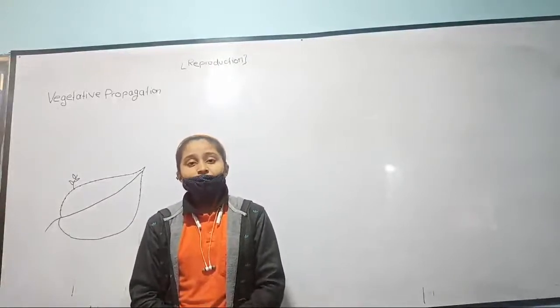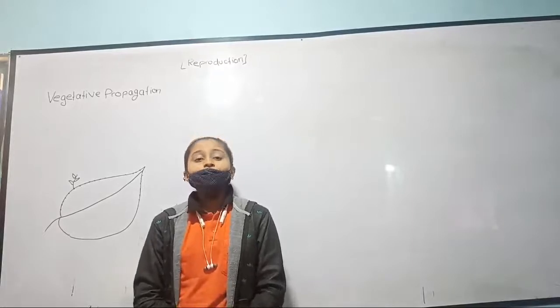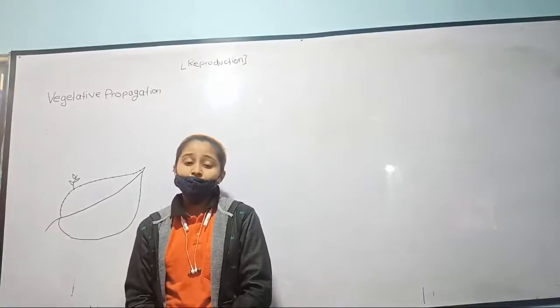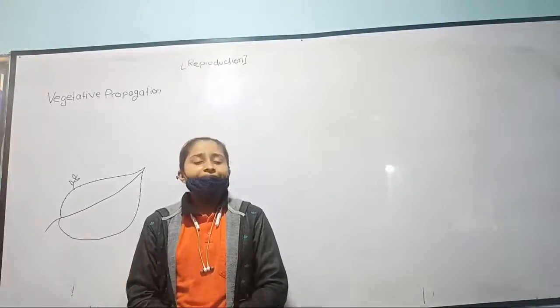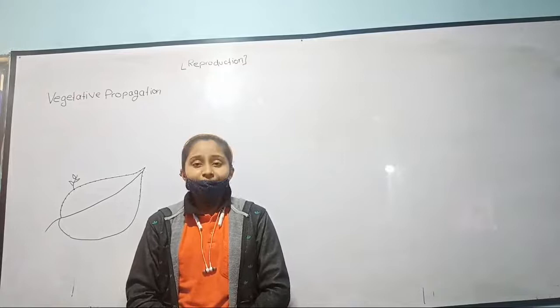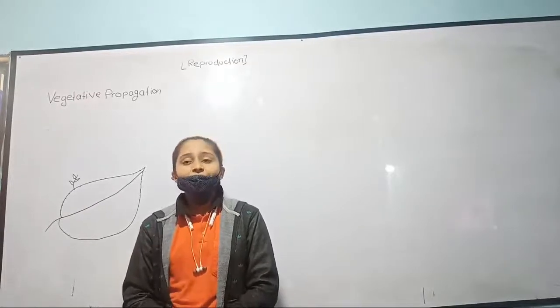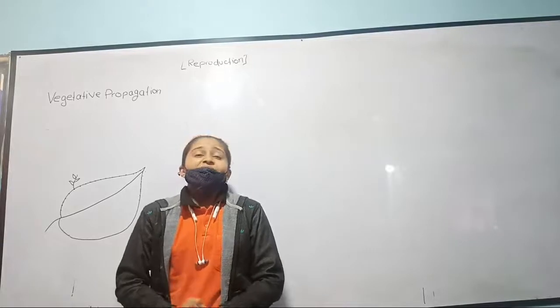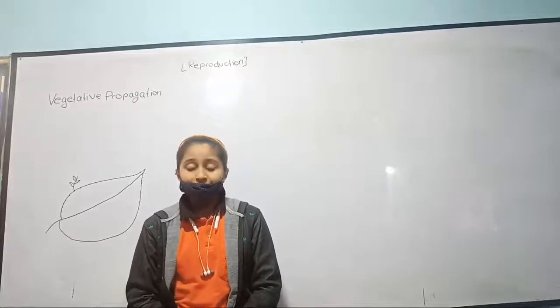Vegetative propagation is of two types. First is natural vegetative propagation, second one is artificial vegetative propagation. The main difference between both these types is that natural vegetative propagation does not require human effort, whereas in artificial, human effort is required. Let's see natural vegetative propagation.